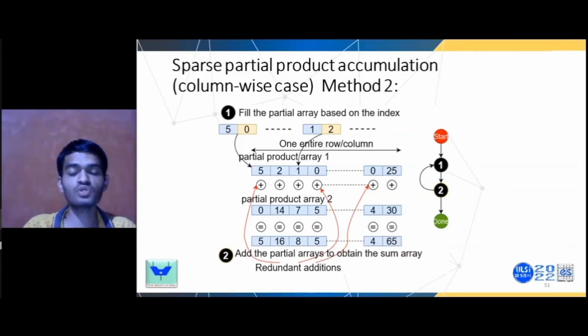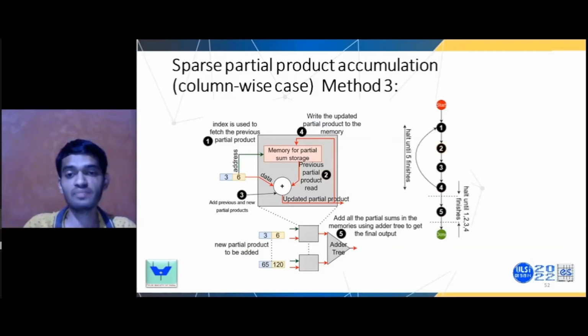But due to the filling of the registers based on the index of the partial product, this involves utilizing a lot of multiplexers. Hence, this also consumes a lot of resources. And the next method that we have implemented is using the adder tree and a partial BRAM.